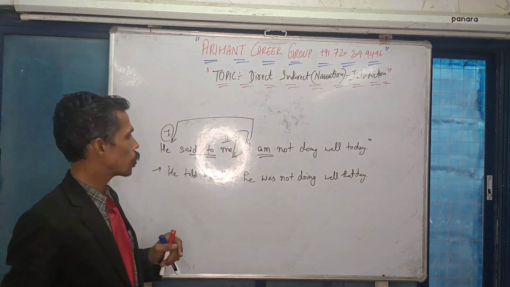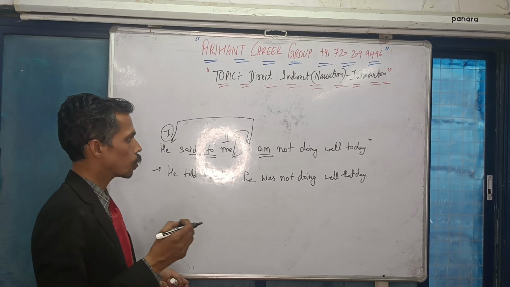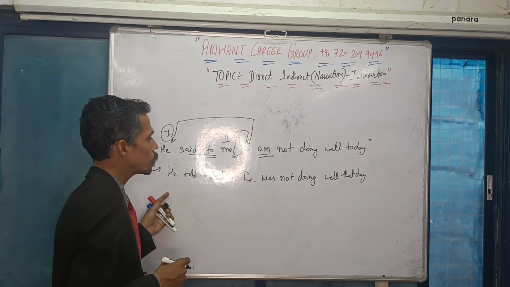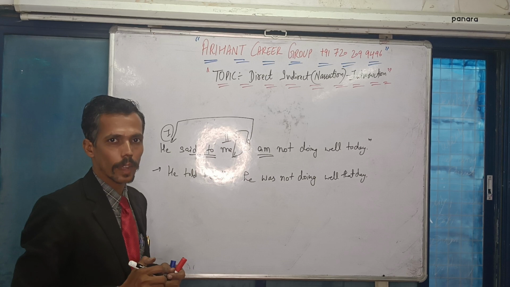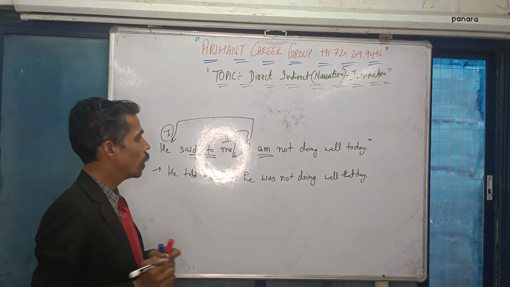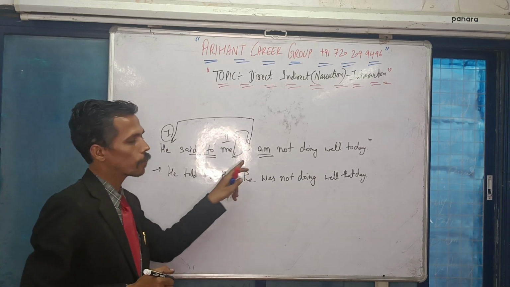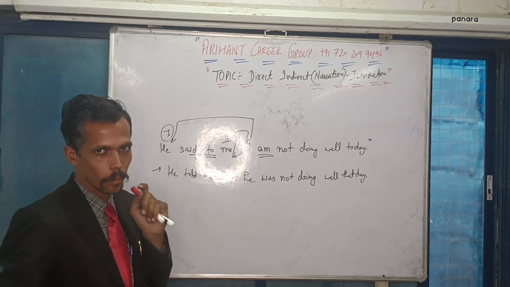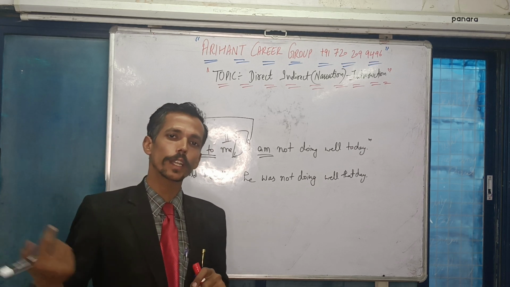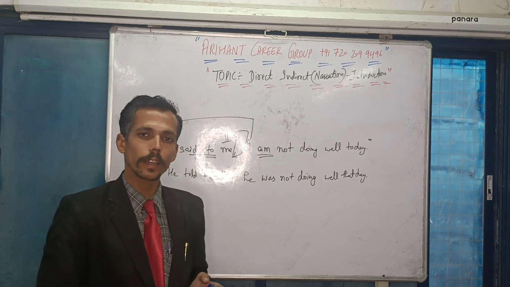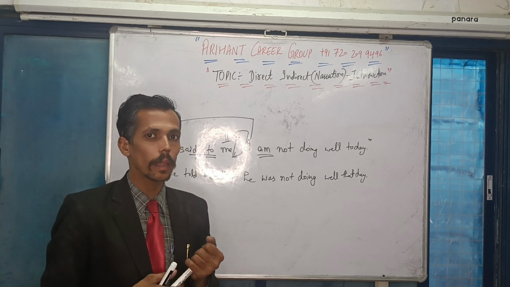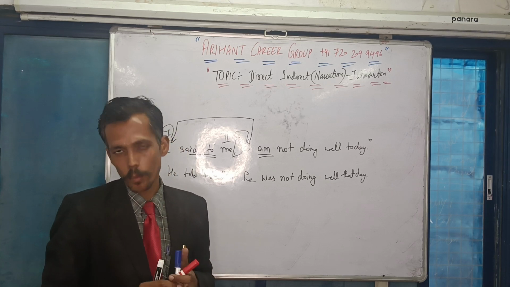Okay, so my dear friends, the question was, he said to me, "I'm not doing well." Answer is, he told me that he was not doing well that day. I hope you understood how I converted I into he, because it falls into subject one, that means first person, and the first person here is the speaker, the second person here is the listener. So I, my, me, we, our, us will fall into category one.